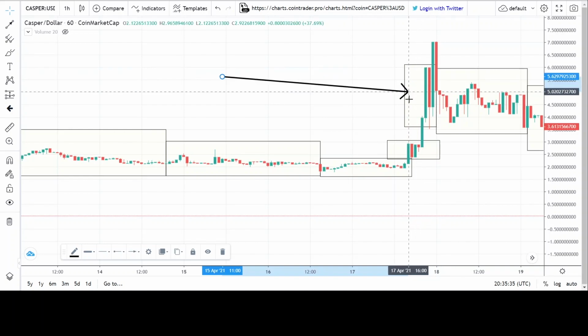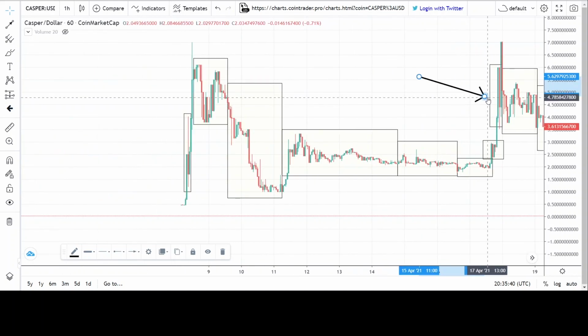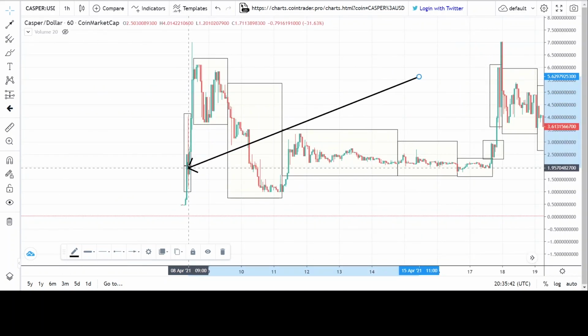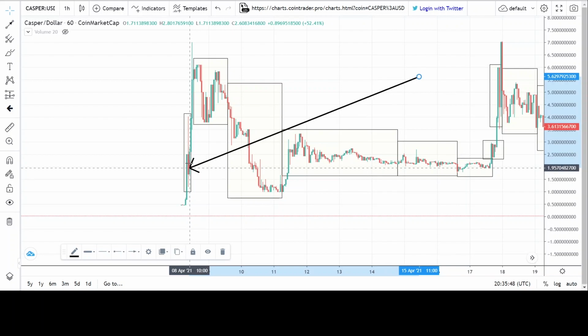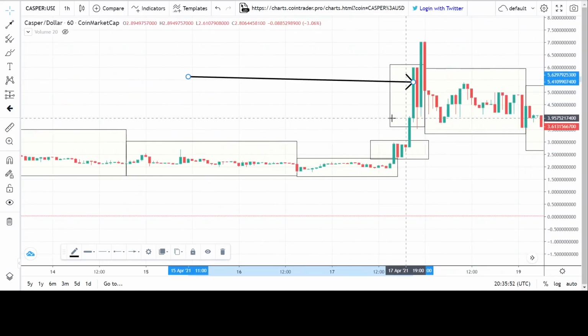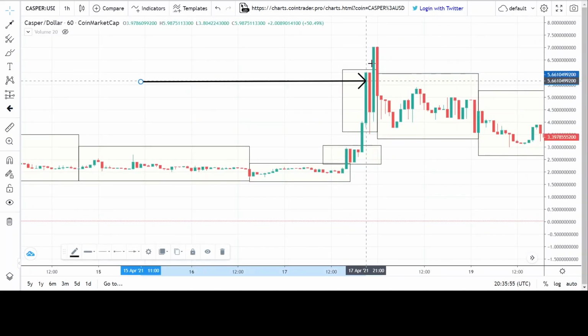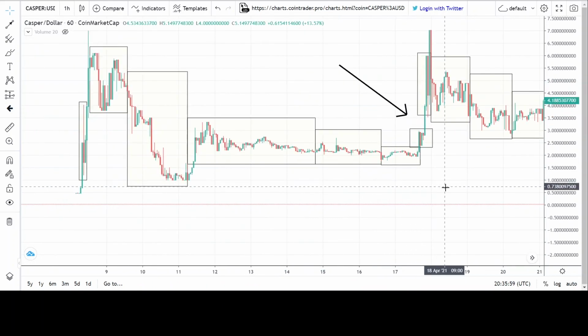So this correction right here is this right here. So it's the same phenomenon, this correction that takes place before it comes to a peak. So this is that correction that took place here before it came to a peak. So now we are officially in the repetitive structure.